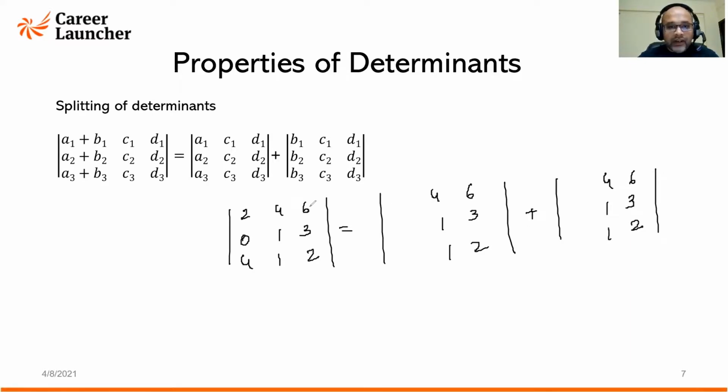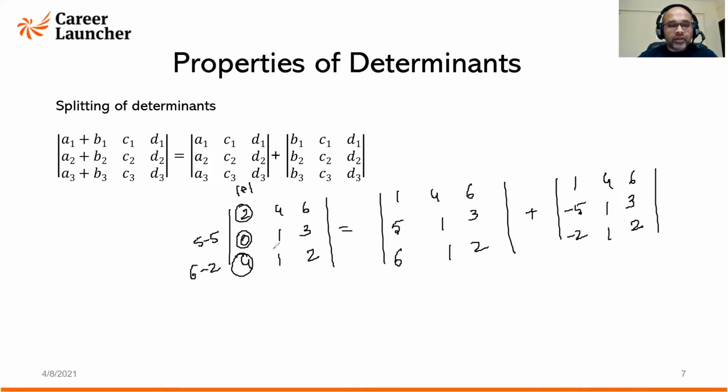Now I can write this 2 as 1 plus 1. I can write this 0 as something minus something, anything. I can write it as 5 minus 5. I can write this 4 also as any two numbers. Let's say I will write it as 6 minus 2, which means 1, 5 and 6 come here, and 1, negative 5, negative 2 come here.